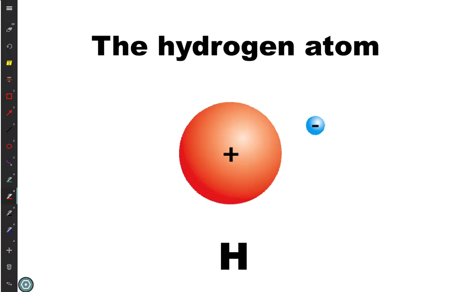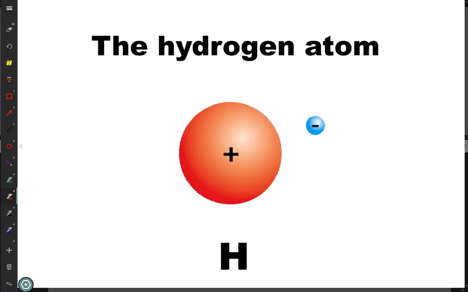Yeah, we don't really know, right? We know it's doing some kind of orbit. We don't know what its path is. We don't know how it's moving. We can calculate where it's likely to be found. That's it. So that's a hydrogen atom.